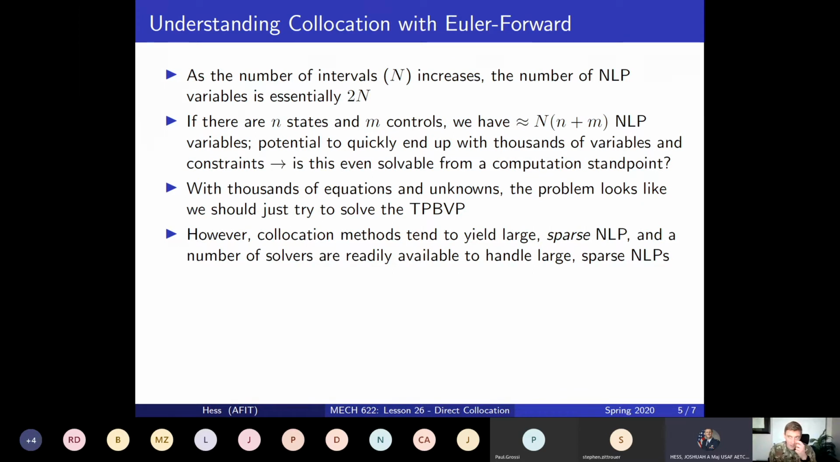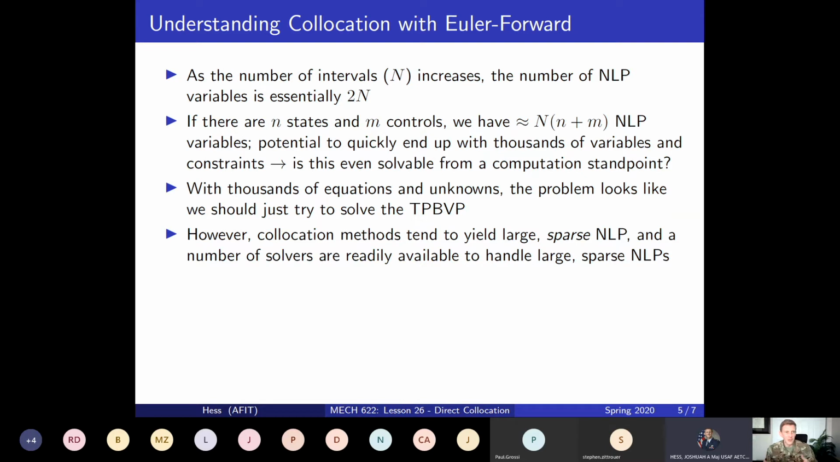So sparse maybe means I've got a 100 by 100 matrix, and maybe it just looks like blocks of 2 by 2 matrices all the way along the diagonal. That would be a sparse matrix, right? And there are built-in sparsity related functions in MATLAB that we could use if we were going to do this ourselves. We don't have to do this ourselves, but we can talk about it.